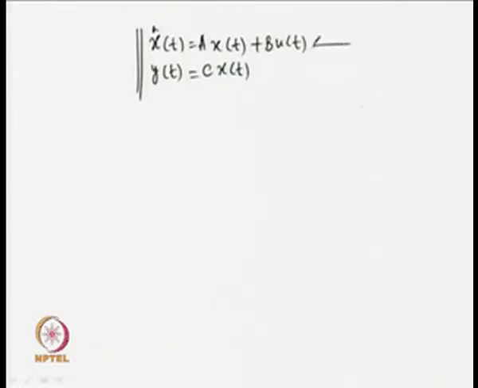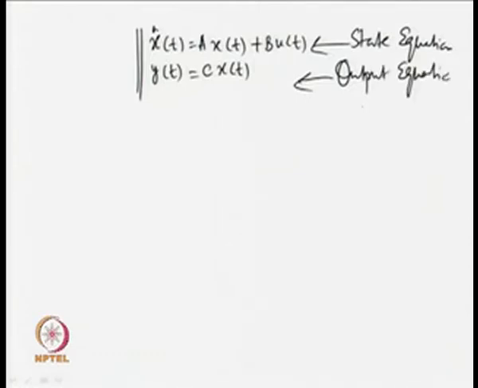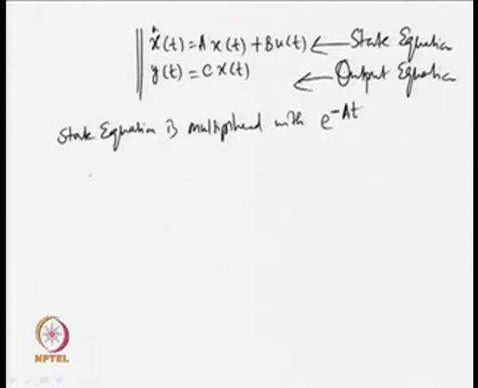Consider the state equation first. When the state equation is multiplied with e to the power minus A t, we get e to the power minus A t x dot t is equal to e to the power minus A t A x t plus e to the power minus A t B u t.